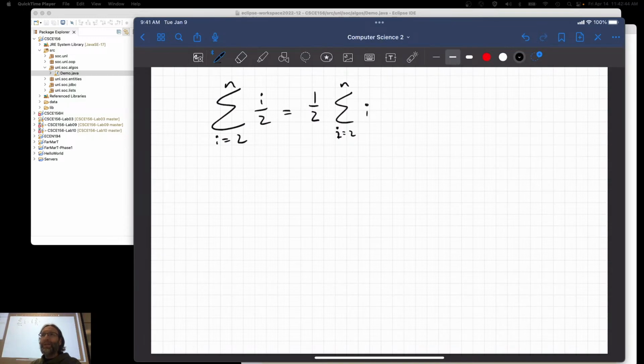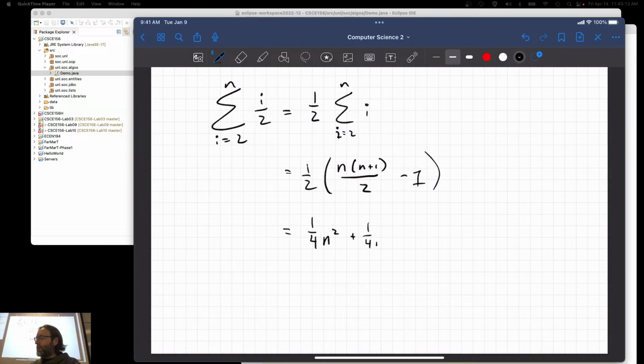Does that look familiar? That's Mr. Gauss again. 1/2 n times n plus 1 all over 2. But careful, you skipped 1. So how do we correct for that? Simply just subtract 1. Okay. Distribute, distribute, distribute. Magic algebra. 1/4 n squared plus 1/4 n, right, minus 1. Is that right?